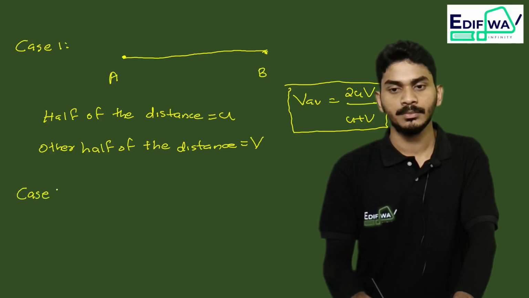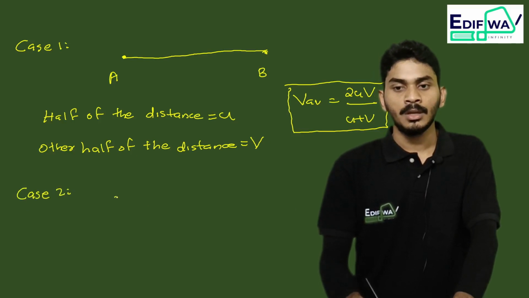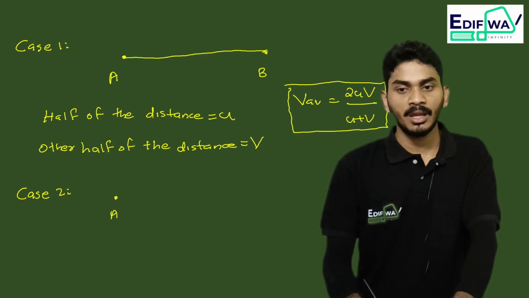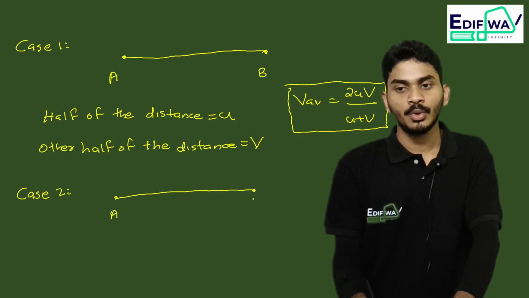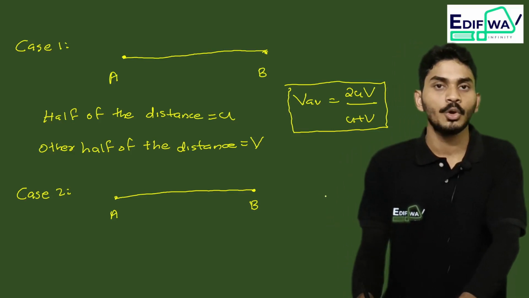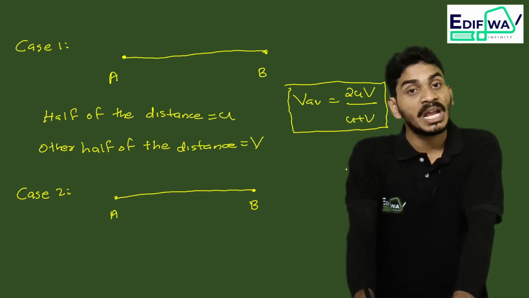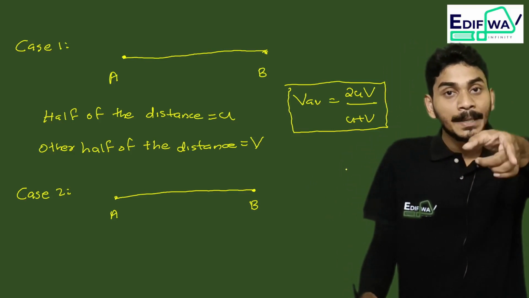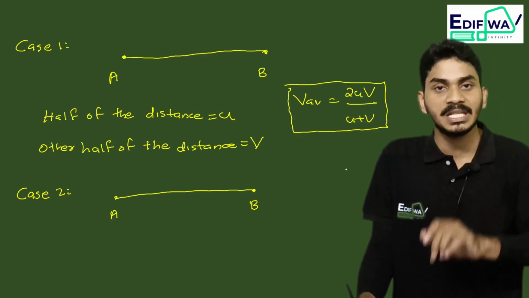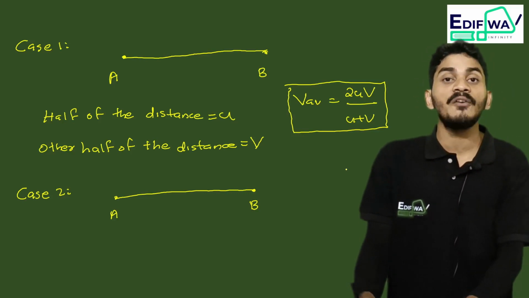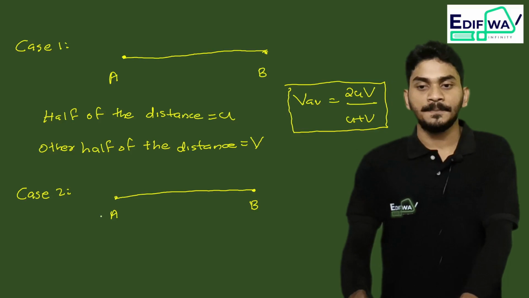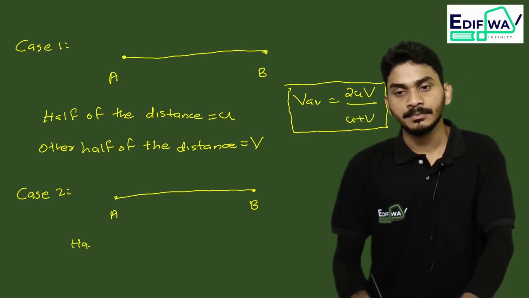Case 2. A body wants to travel from A to a position B. Now, if the body travels half of the time, okay, in the previous case it was half of the distance, and in this case it is half of the time.